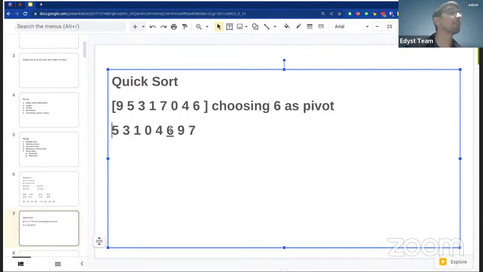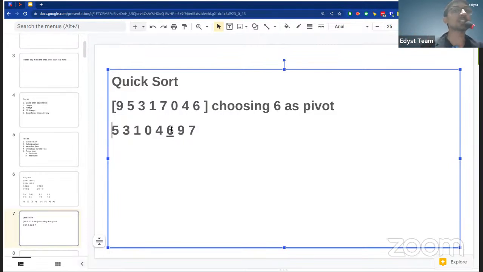So, what will partitioning the array do? Partitioning the array will take the pivot and put it in its correct position. Partitioning an array is taking the pivot, which is usually the last element, and putting it in its correct position. Left side and right side are not sorted, but with respect to 6, 6 is in the correct position. Yes or no? Next, we again do divide and conquer.